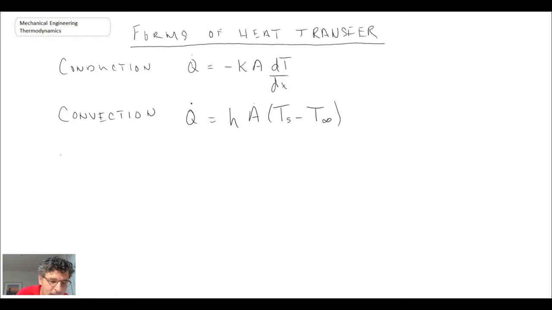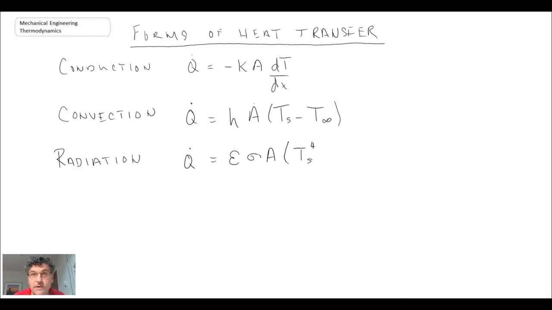Finally, there's another form of heat transfer that is a little different from the first two, and that is radiative, or radiation, heat transfer. The reason it's different is that you do not need physical contact between one surface and another in order to have this form of heat transfer. The way that it is expressed, we have an emissivity coefficient, the Stefan-Boltzmann constant, the area, and then the surface temperature of the object raised to the power 4.